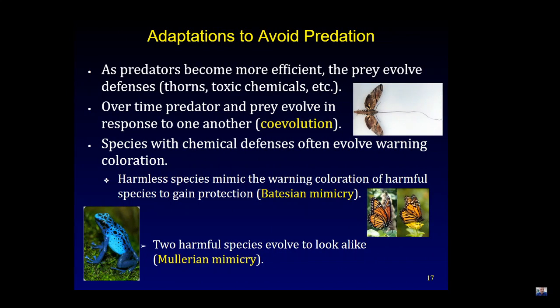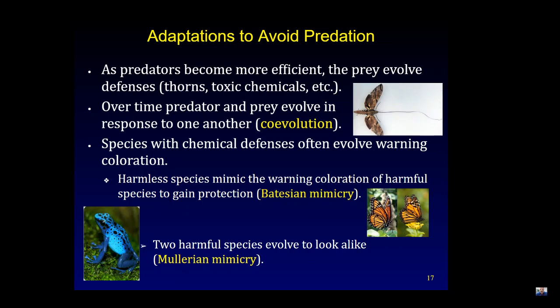Now, obviously there are these war games taking place, right? You have an arms race, let's say, between predator and prey relationships. This is one of the biggest drives of evolution and adaptation, this competition between the two. As predators become more efficient, the prey evolve defenses, right? They might grow thorns or toxic chemicals, or they might go faster. So there's this arms race of adaptations. Over time, predator and prey evolve in response to one another. This is called coevolution, right? A gazelle gets quicker because a cheetah gets quicker. A cheetah gets quicker because a gazelle gets quicker. They're evolving together to outbeat the other.